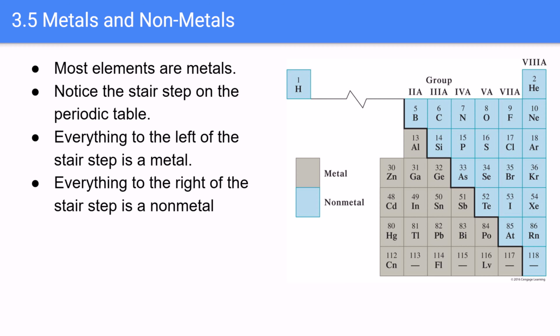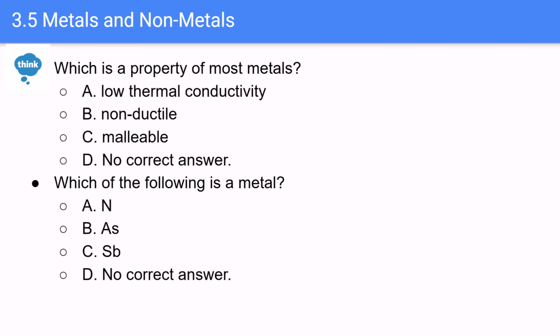Now, there are some elements that are touching that stair step that exhibit properties of both metal and non-metal. Those are called metalloids. I wouldn't stress on that for this particular course. Just know that everything to the left of the stair step is a metal, and everything to the right is a non-metal. So again, take a moment, pause the video.